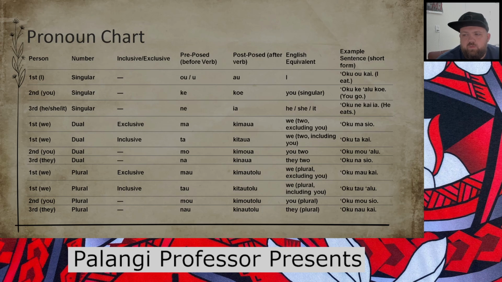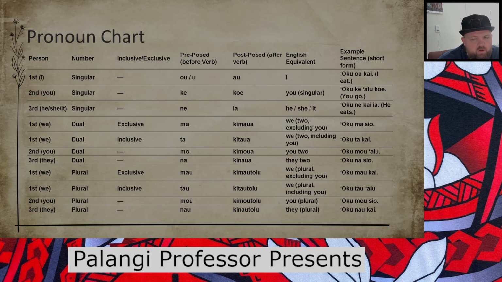And so the example here is okumasio. So the two of us, not you, are looking, is basically what okumasio means. Sio is to see. And then we have inclusive. So again, like I said, ta is inclusive. That would be me and the person I'm talking to.